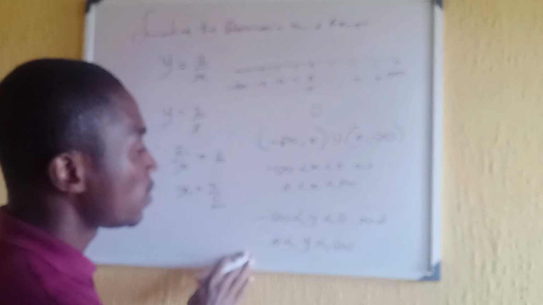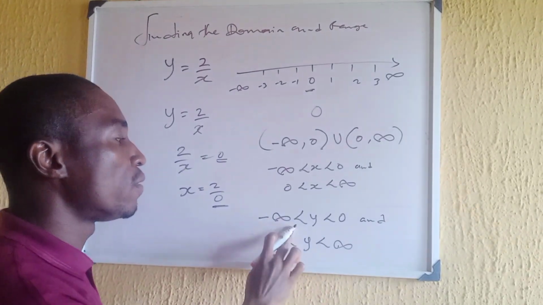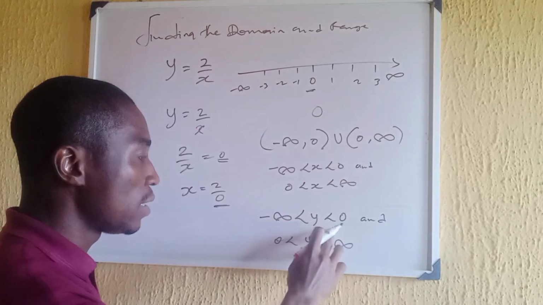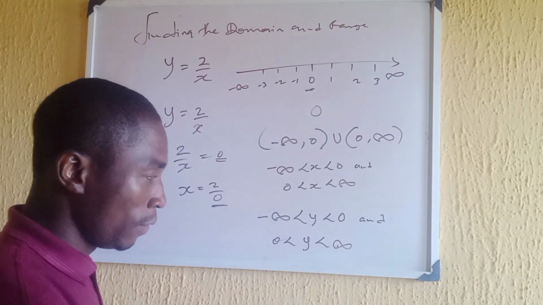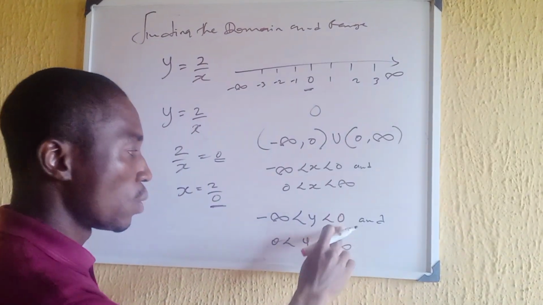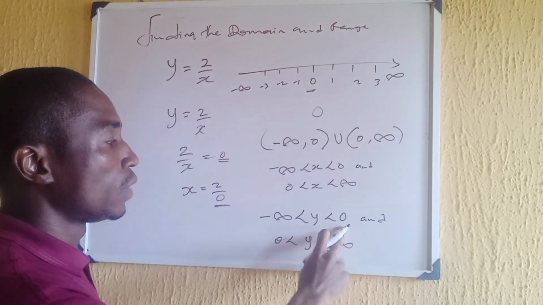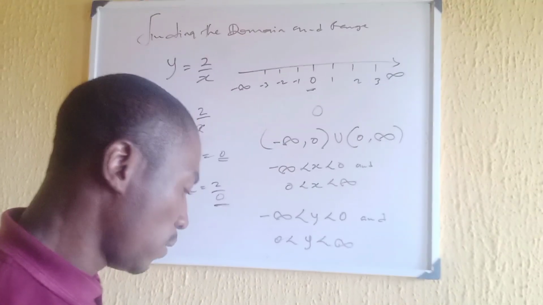So if we want to express it using inequality signs, we can put it this way: minus infinity less than y less than 0, and 0 less than y less than infinity. So this expression excludes 0 and excludes negative infinity and positive infinity.